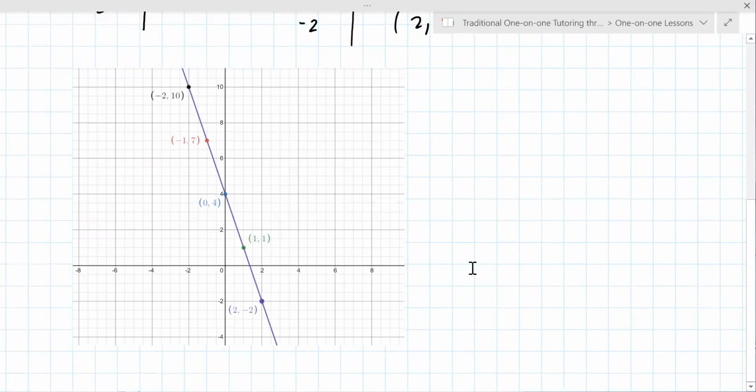Okay. Well, here's your graph. And then you want to put arrows at the end. That would be a mistake. Keep going. Yes, it keeps going. So arrows, that's important.